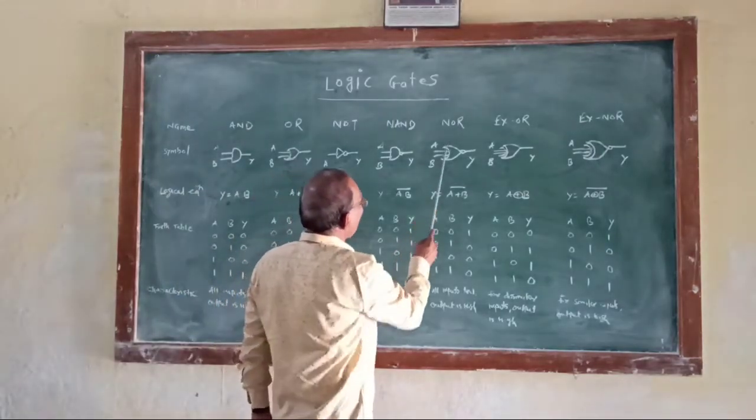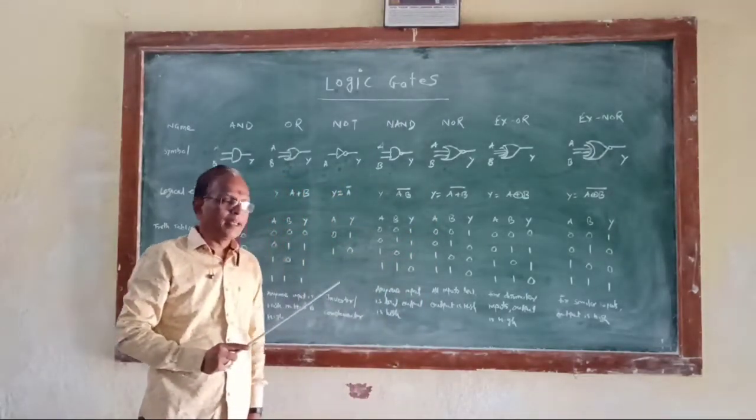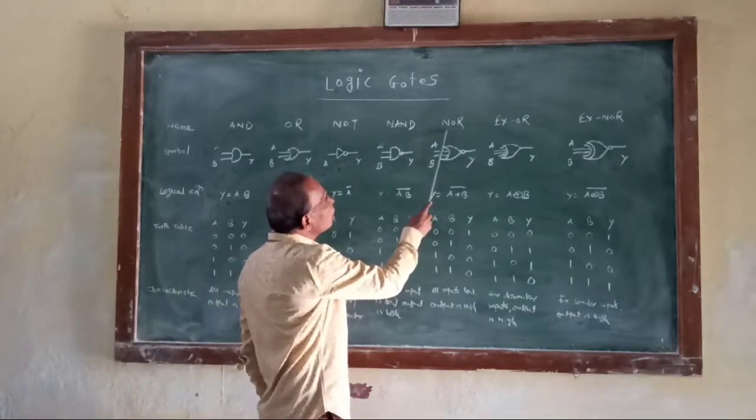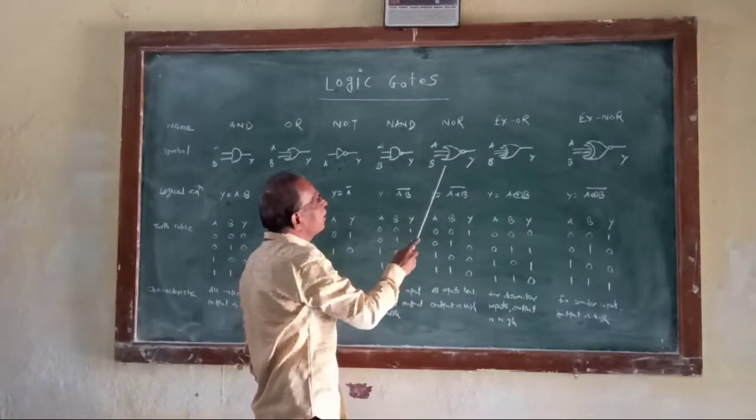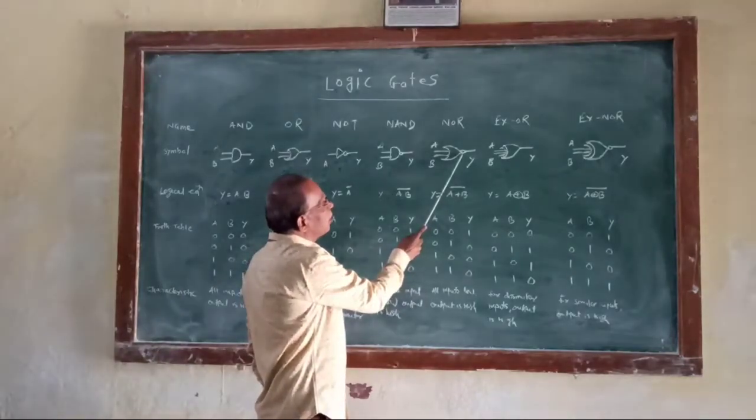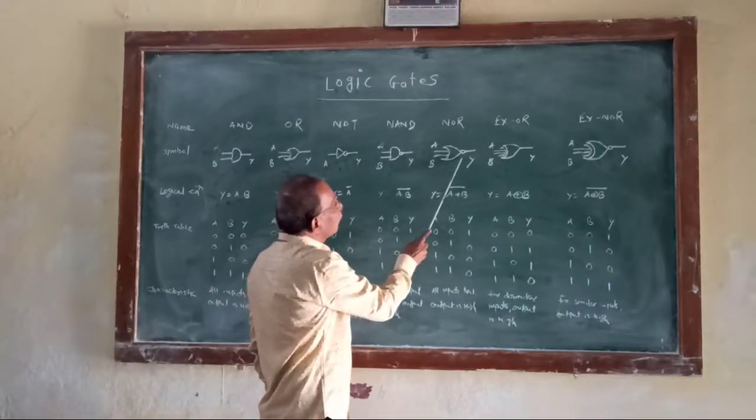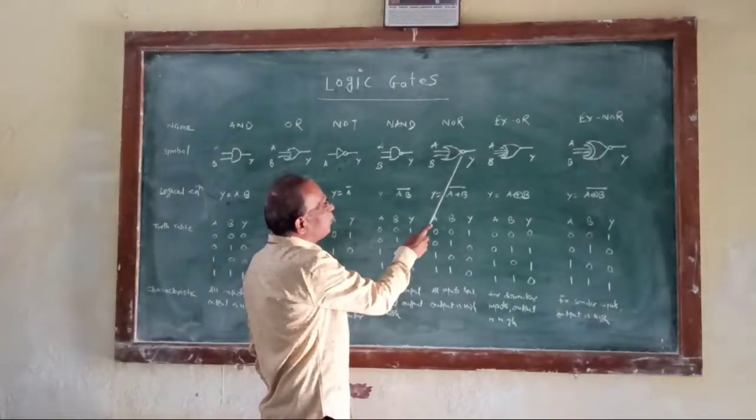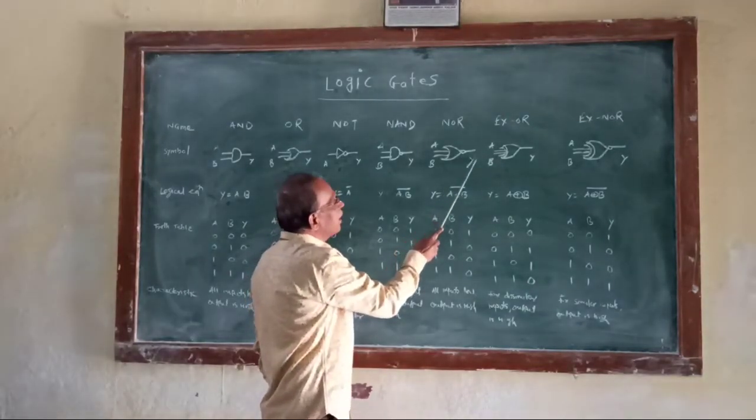Now this is the NOR gate, which is another universal gate. Again, this gate is made from an OR gate and a NOT gate; N stands for NOT. As you see in the symbol also, this is the symbol of the OR gate with one bubble attached to the output side. So a NOT gate has been attached on the output side, and then we get the output.